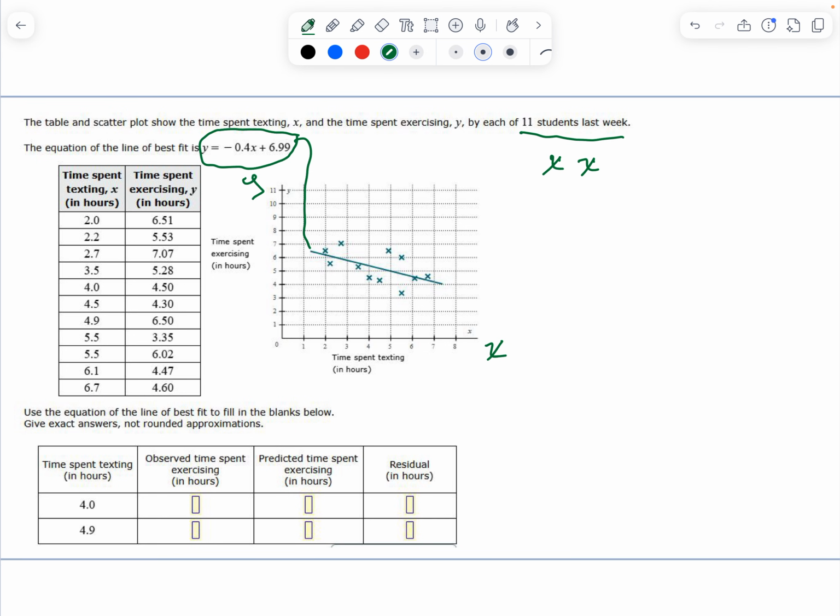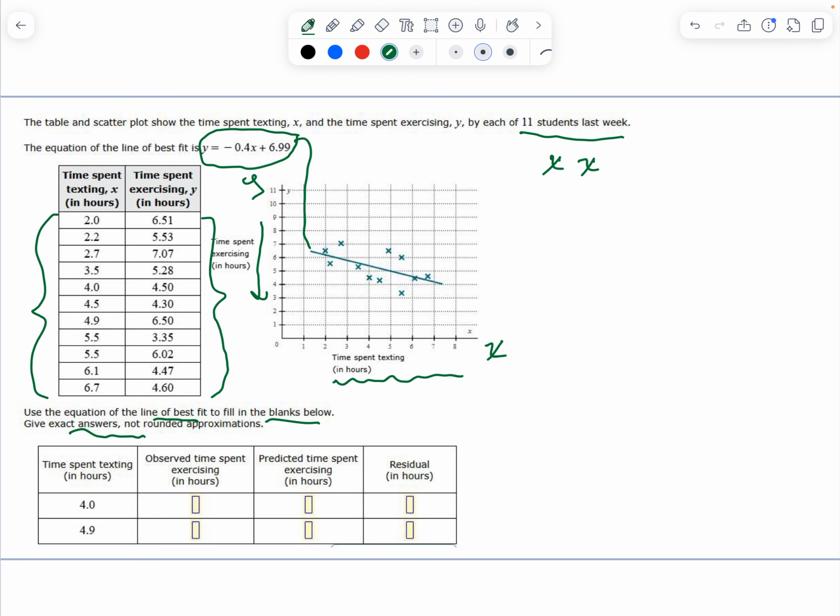What we notice is that there's a downward trend. As the time spent texting goes up, time spent exercising goes down. And we can see that on the chart, right? As our time goes up, our exercise is dropping. They want us to use the equation of the line of best fit to fill in the blanks below. We'll give exact answers, we will not round.